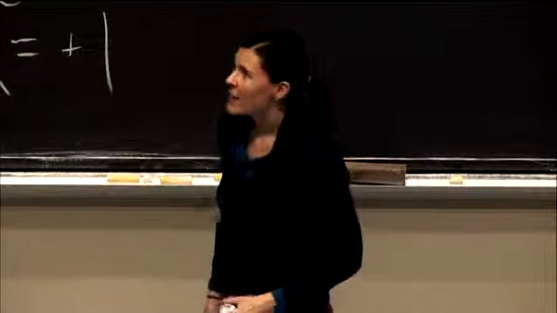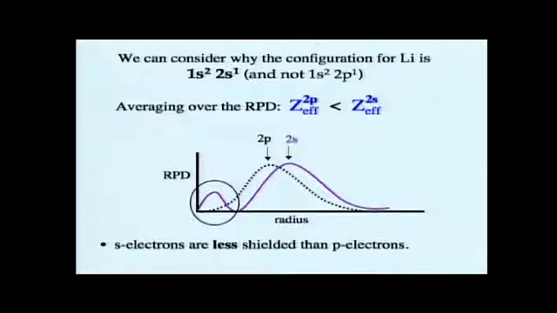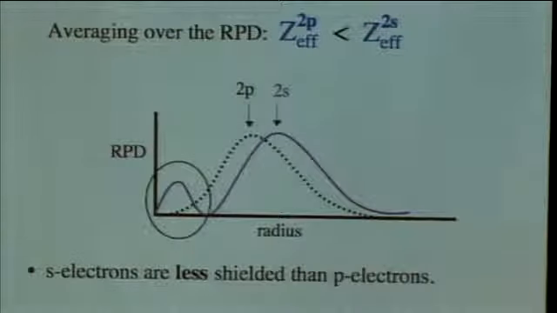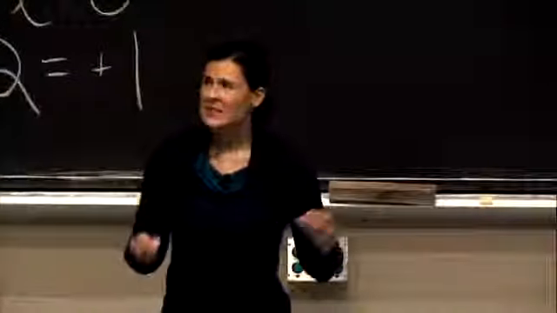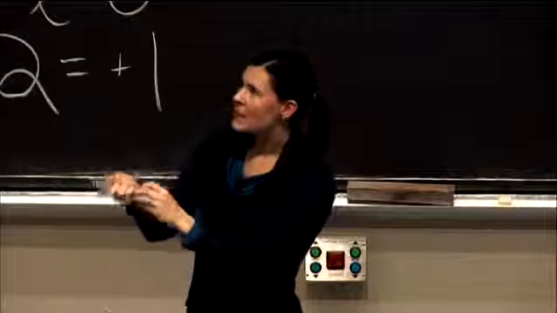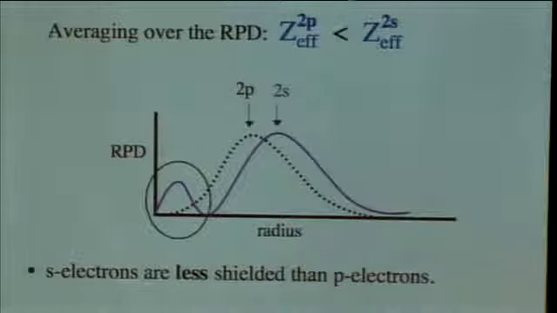And what we're actually talking about, again, is the Z effective. The Z effective felt by the 2p is going to be less than the Z effective felt by the 2s. Another way to say this, I think it's easiest to look at just the fact that there's some probability density very close to the nucleus. But what we can actually do is average the Z effective over this entire radial probability distribution. And we find that the average of the Z effective over the 2p is going to be less than that of the 2s.